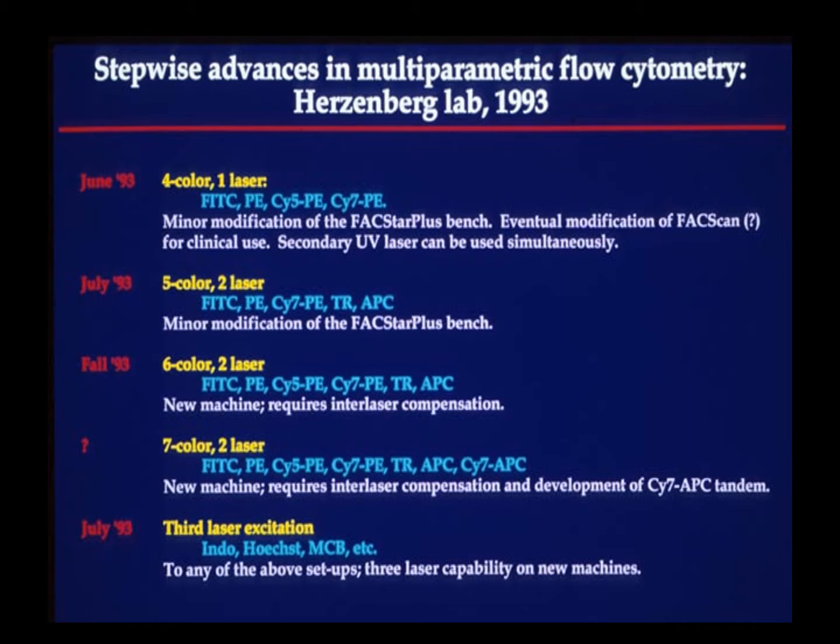So up to 93, there were stepwise advances in multi-parametric flow cytometry, FACS, in the Herzenberg lab, and they're spelled out here. We went from 4-color with 1 laser to 5-color with 2 laser. We also did 4-color with 2 laser at that particular time. 6-color with, I guess we did it much earlier in 84. We did 6-color with 2 laser, etc., and that allowed us to look at many of these different colors. So this was quite an important period during the early part of 93.